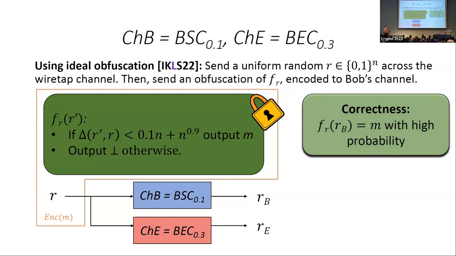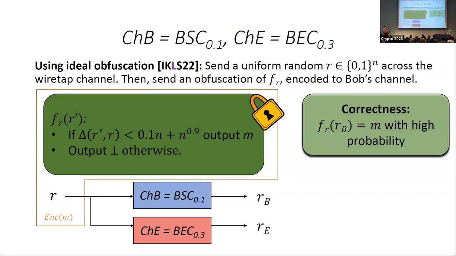And what does the Hamming ball function do? It just checks if its input has approximately 10% flips relative to this hard-coded R. If so, output the payload, the message M. And if not, just output bot.